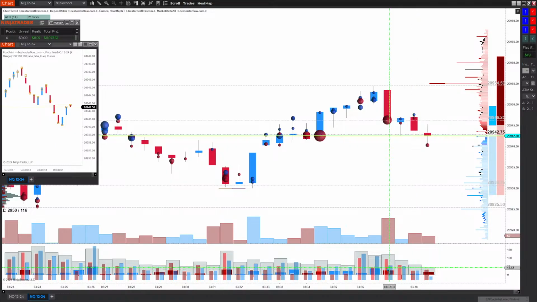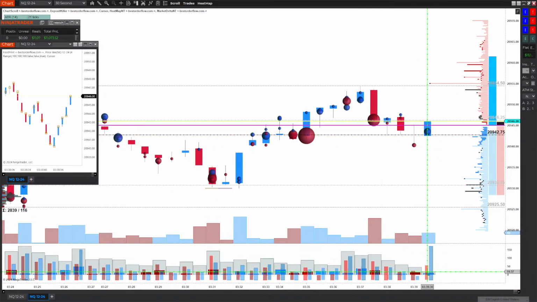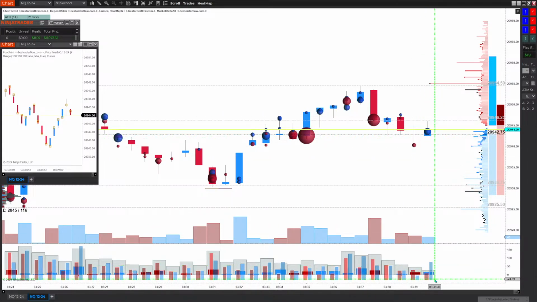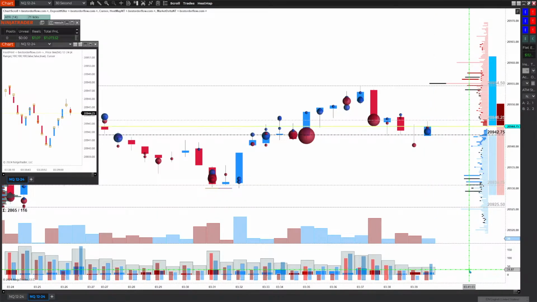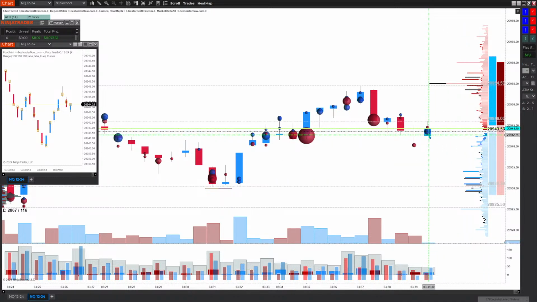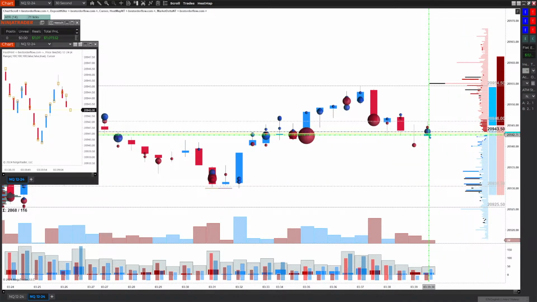So this is the market speed for every candle that is developing right now. We're seeing that the blue guys are exceeding the speed of the red guys. Red is sell and blue is buying. So that's what's going on right here, and this is the 30-second chart.